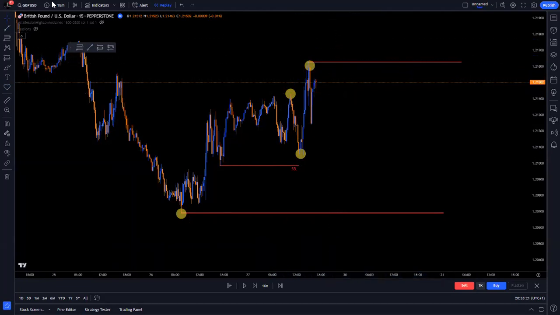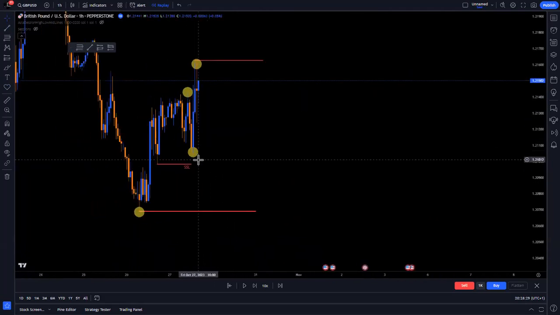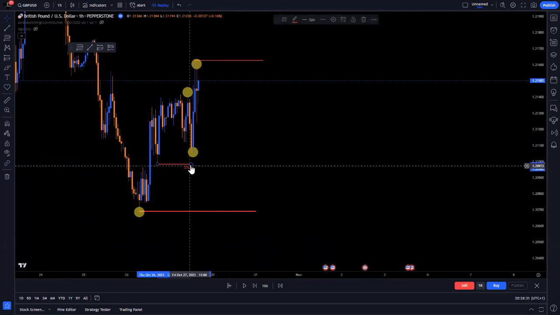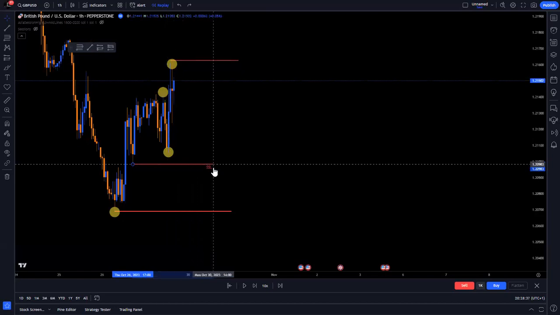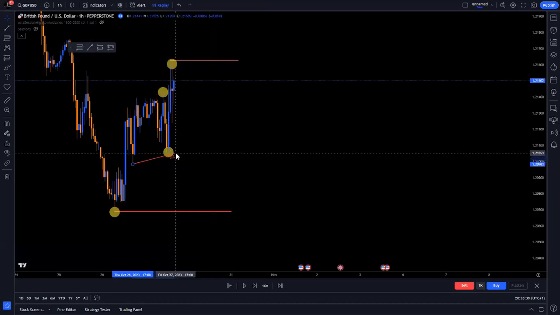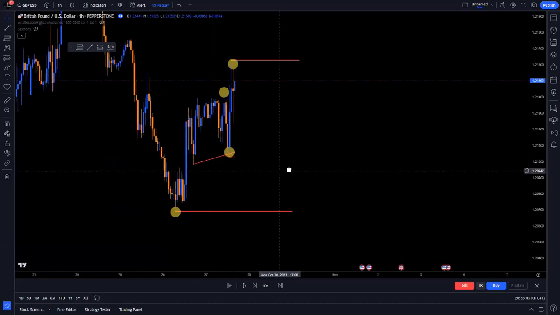Let me take it to H1, possibly we are going to see this clearly. We have this to be our swing high in this case. So you can still maintain this as your liquidity this way. Or if you want, you can decide to join this with this and say you have trend line liquidity over here. Not bad, you can still do that.